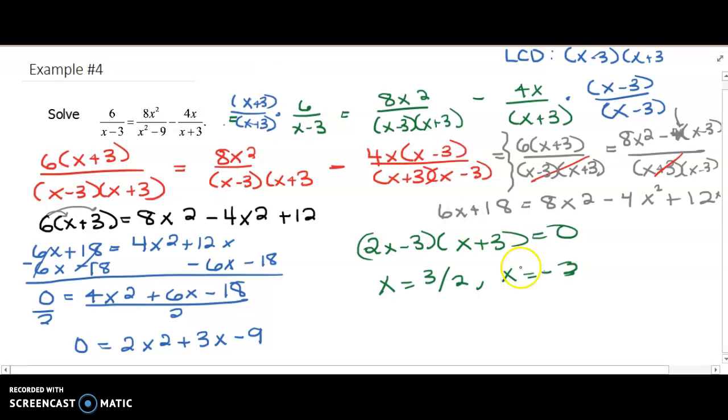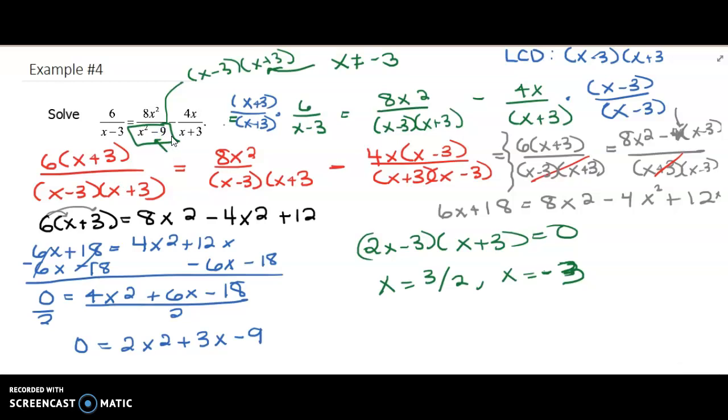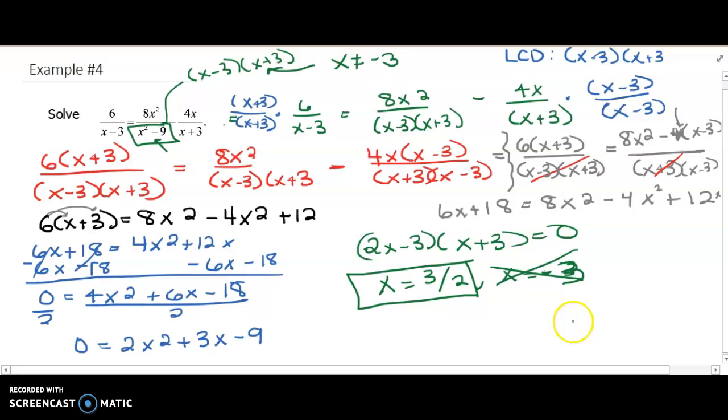When we worked this out, we got x equals 3/2 and negative 3. But if you notice, when I look at my domain, x minus 3 and x plus 3, x cannot equal negative 3 here, because if it does, this would be 0, and we would be dividing by 0, which we cannot do. So that's an extraneous solution. Our only real solution to this problem would be x equals 3/2.